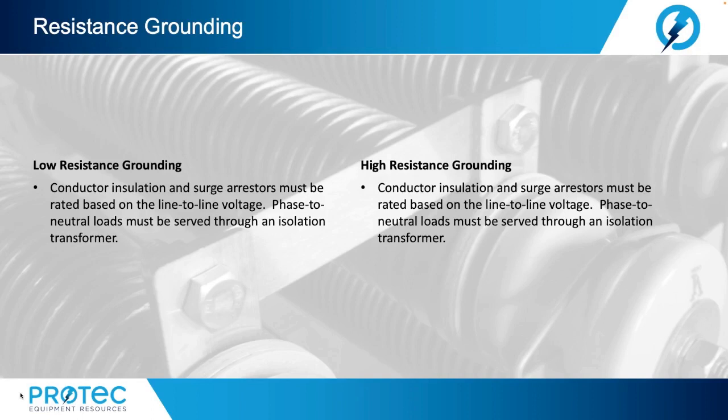All right, in LRG, conductor insulation and surge arresters must be rated based on the line-to-line voltage. Phase to neutral loads must be served through an isolation transformer. In HRG, conductor insulation and surge arresters must be rated on the line-to-line voltage. Phase-to-neutral loads must be served through an isolation transformer.